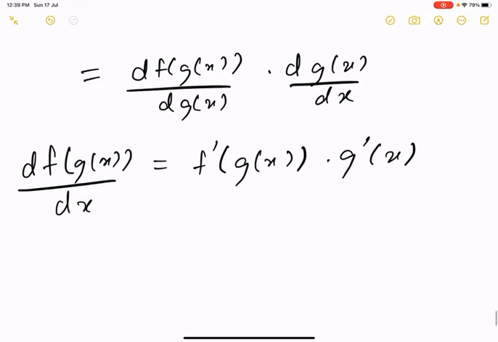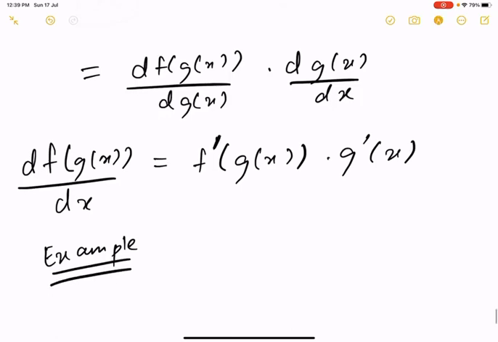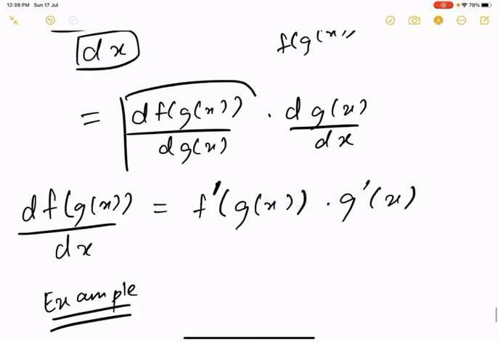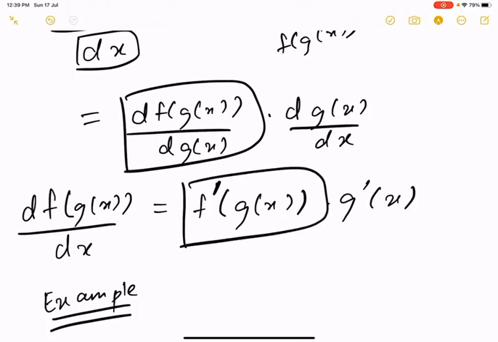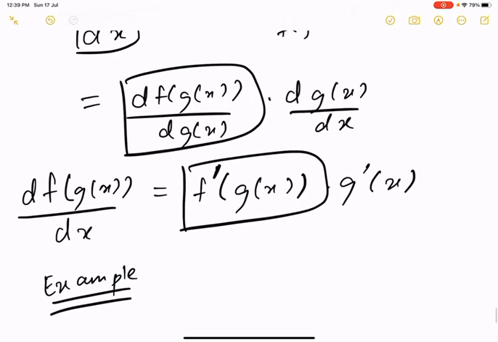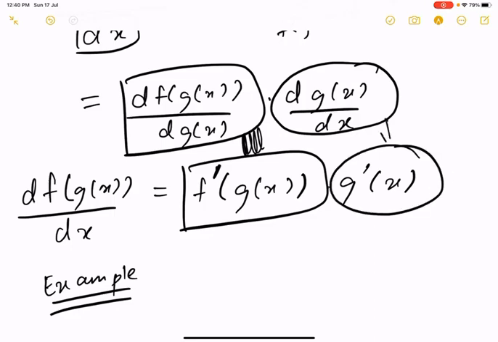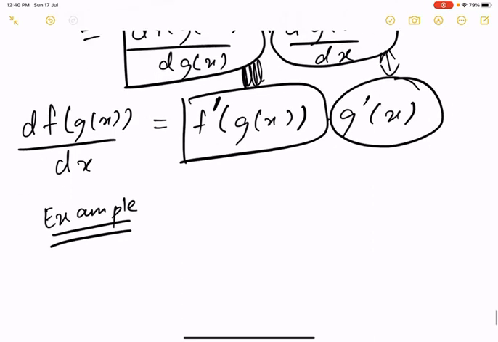Let's take an example that will be much simpler to understand. When I'm saying f dash over here, that is the derivative of f with respect to its input. This and this are the same, because dash means with respect to its own input. What is the input of f? Input of f is g. So those two boxed terms are the same, and this term and this term are the same. So let's take an example.